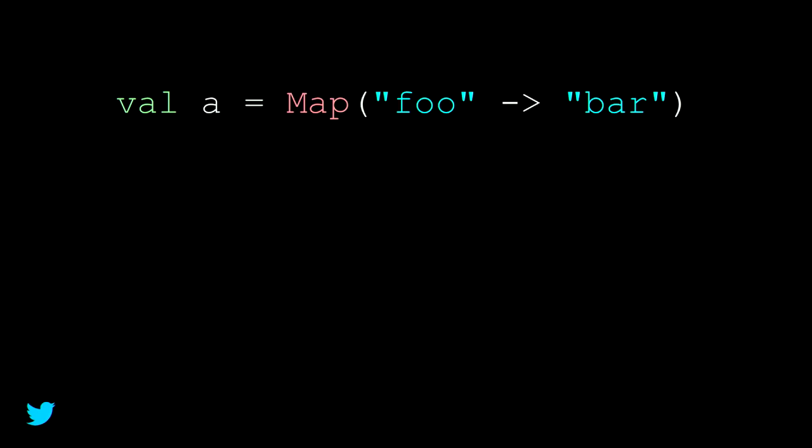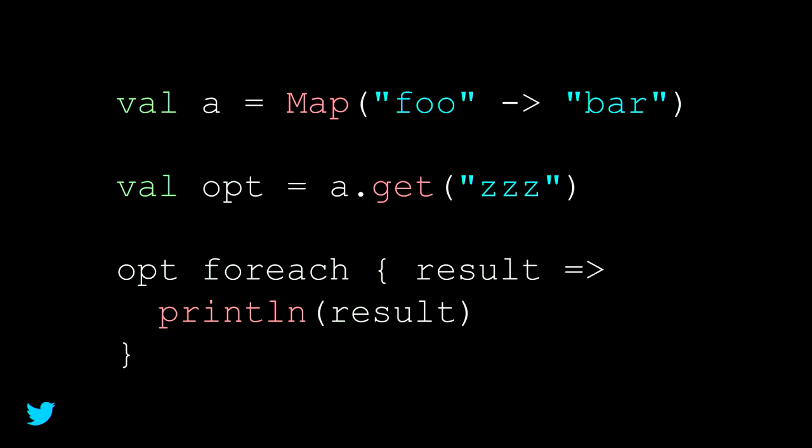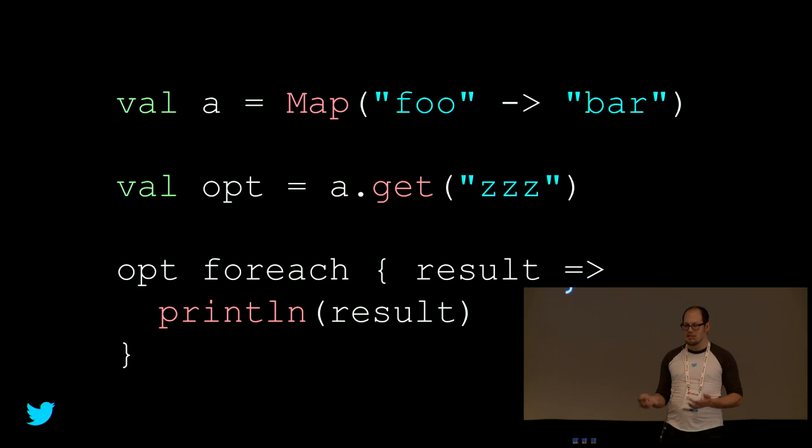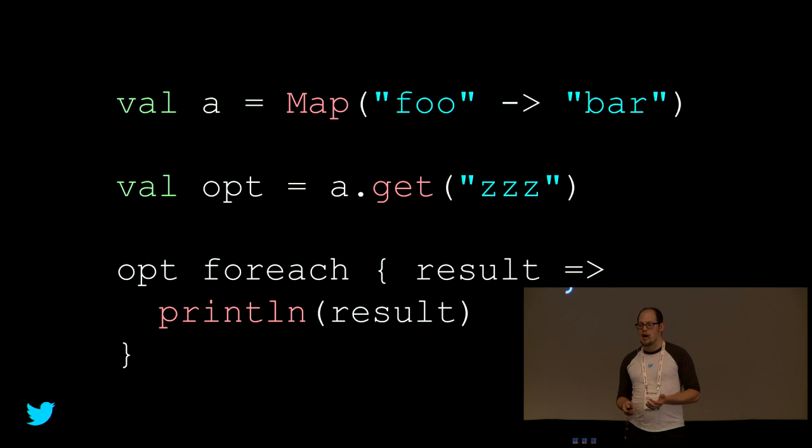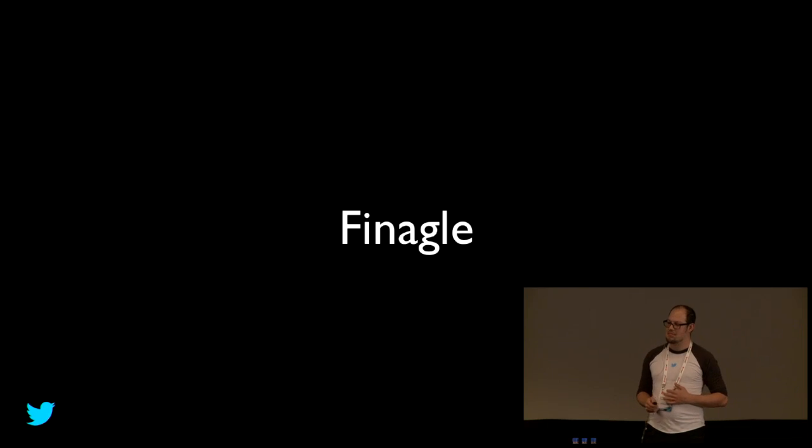Another cool thing is that options are actually just collections. You can think of them as collections that are empty or contain one value. So here we can foreach over an option and println the result. If the option contains something, it'll println it. If it doesn't contain anything, the foreach will just no-op because the collection is empty. This is also important later, and you'll see why. But for now, just see it.